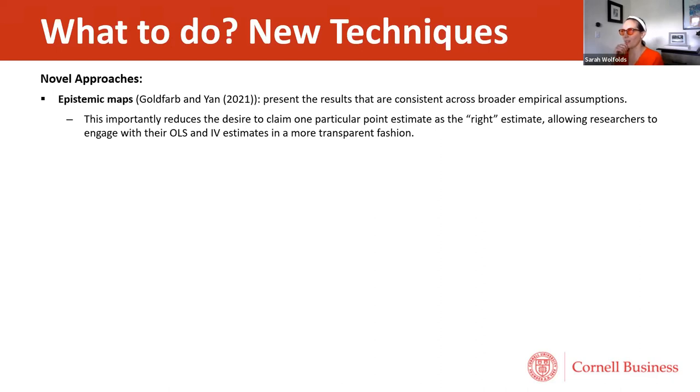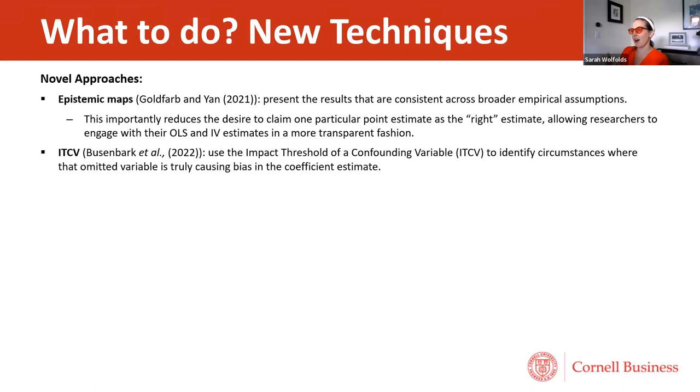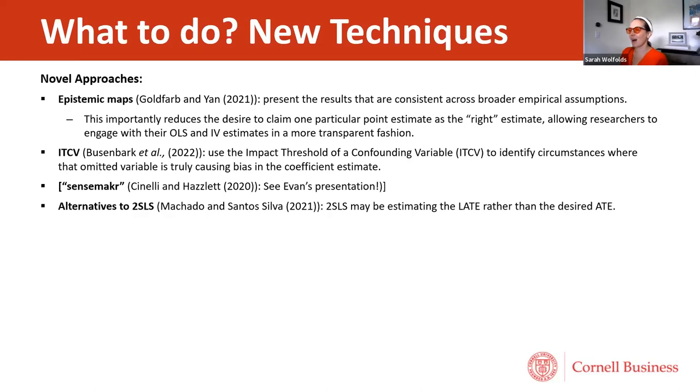So this would allow researchers to engage with their OLS and IV estimates in a more transparent fashion, right? That includes things like using maps, as Evan mentioned, potentially considering things like ITCV, where you can really say, is this a case where we actually ought to be using an instrumental variables approach? I added in this one from Evan's presentation because I think that's really cool and I'm excited to learn more about that. Potentially there are also different alternatives to 2SLS, right?